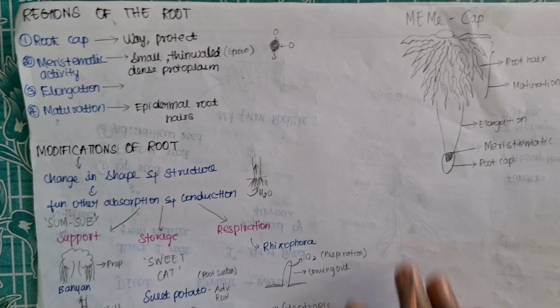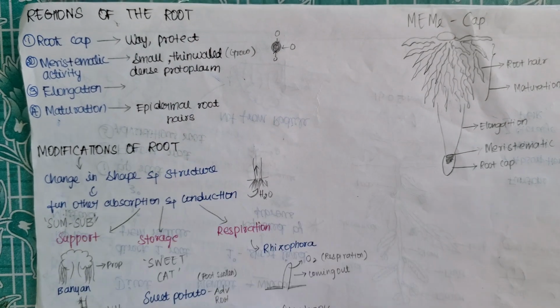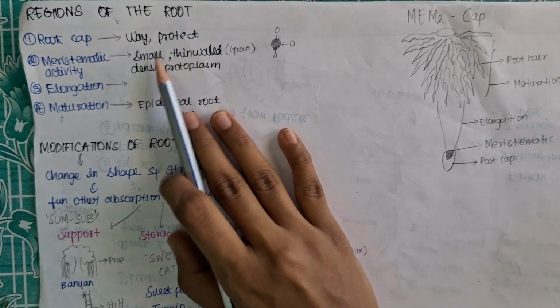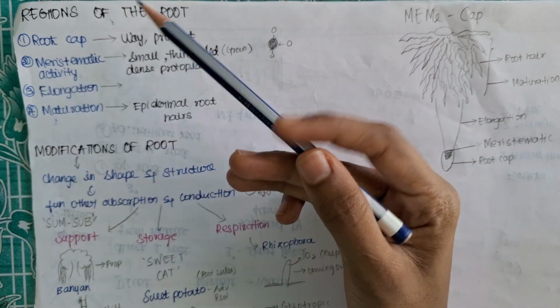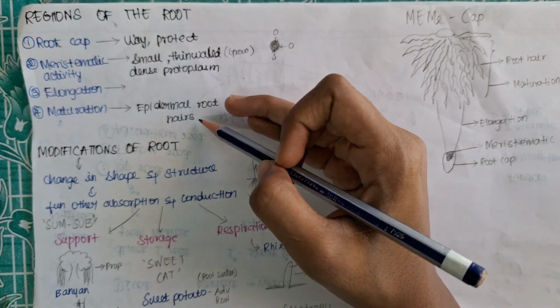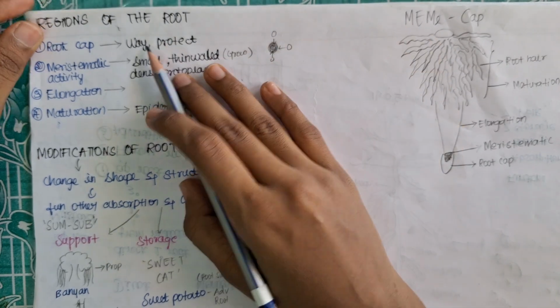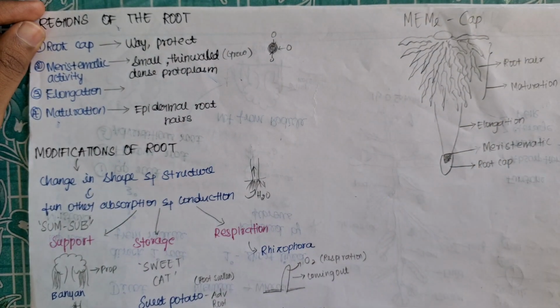Now we will be moving to the next part, that is we will deal with the regions of the root. In the last video we have seen what are the types of root, what are they? Taproot, fibrous root and adventitious root, right? So there are different types of root. Now we will see in the root what are the different regions or parts there. Okay, so this is a sample structure of how the root looks.